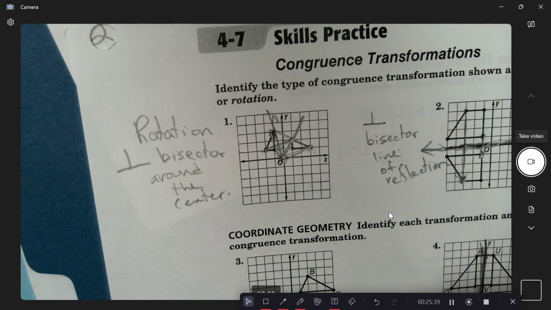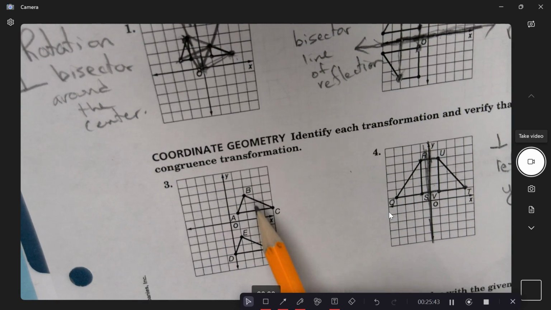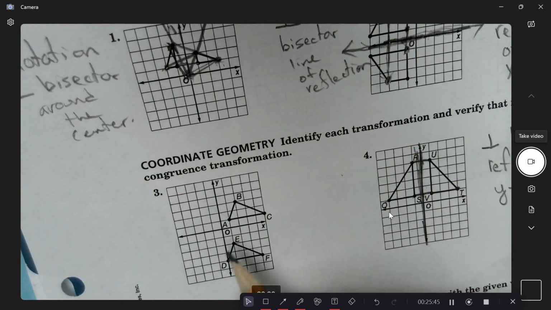So here we go, number three. We suspect this one to be what?